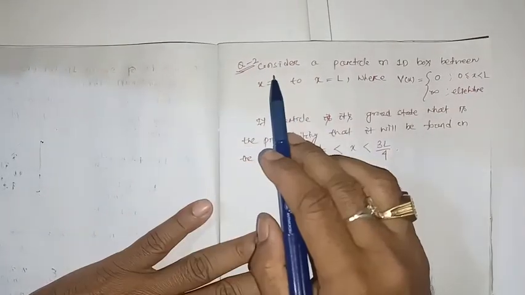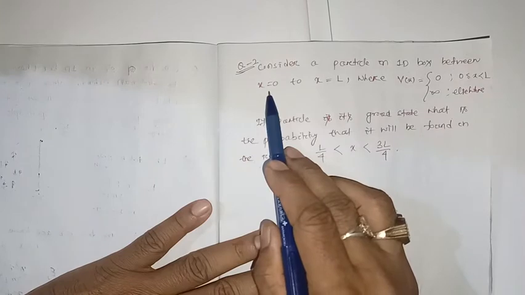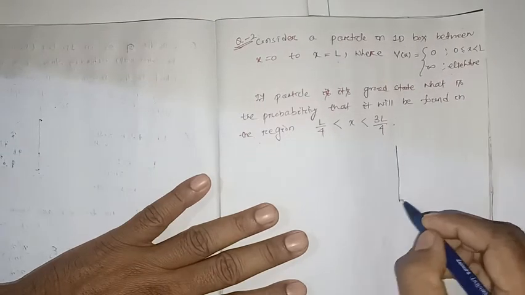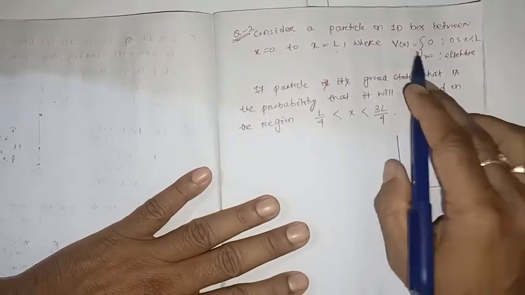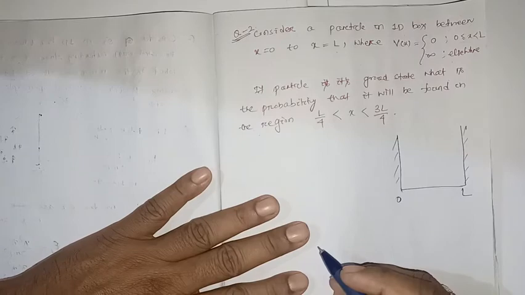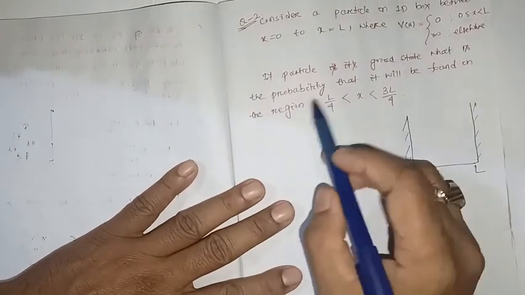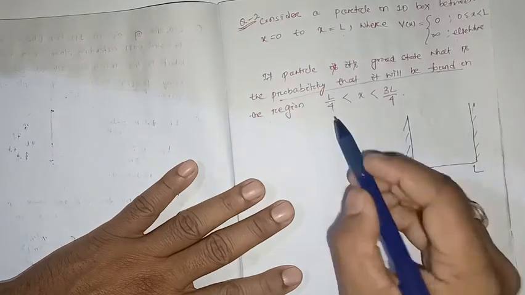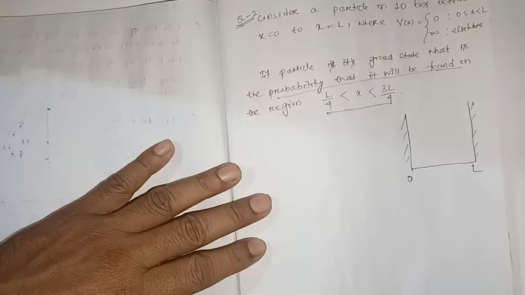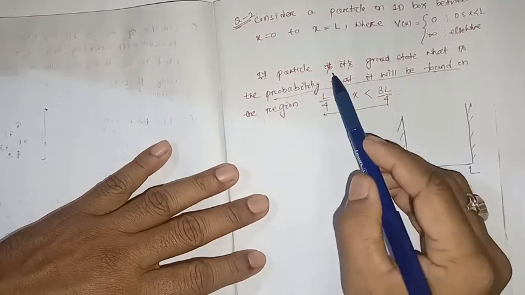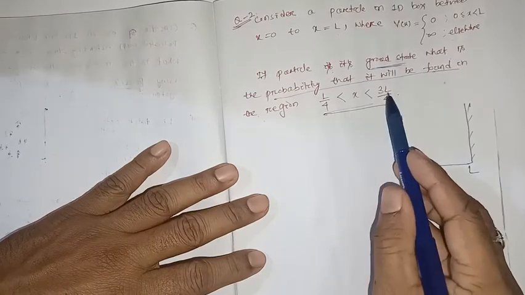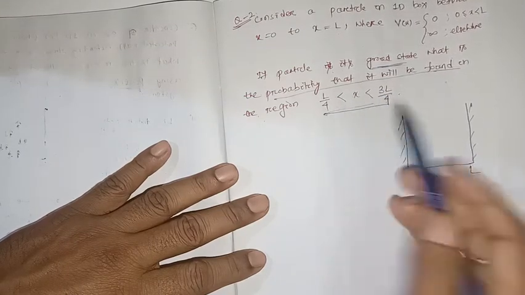is that consider a particle in 1D box between x equal to 0 to x equal to L. The potential is given 0 in between 0 to L, that means one dimensional infinite wall. So beyond L, below 0, particle does not exist. So here we have to find out what is the probability that it will be found in between L by 4 to 3L by 4. Okay, in ground state, if the particle is in its ground state, then what will be the probability in between L by 4 to 3L by 4, in between this length?